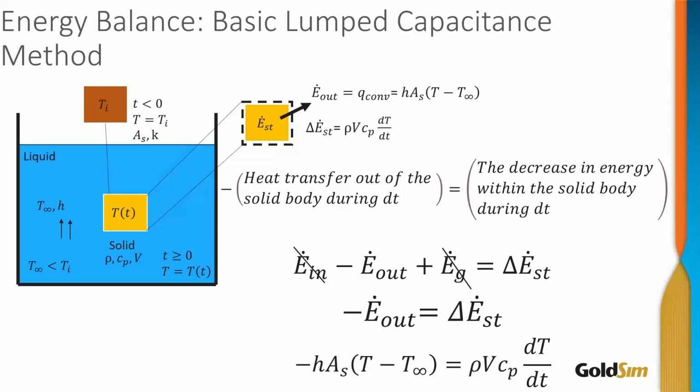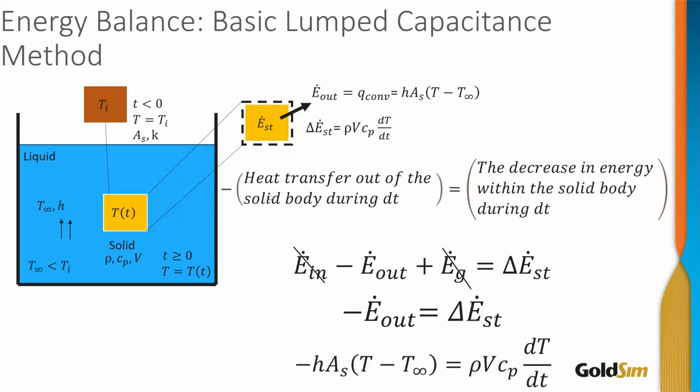Well, if we look at this simple example, we can see that this orange body represents a small sphere or just a small body. This is immersed in a liquid indicated by the blue. It has an initial condition, and the solid has various properties like a density, thermal capacity, and volume. The outside environment has a temperature and heat transfer coefficient.